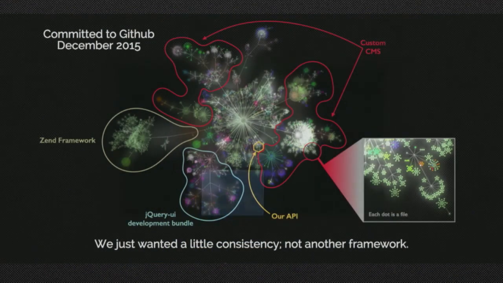Time for one more question. Yes. What was the firework chart that you used for your commits? That was called Gource. It's called Gource.